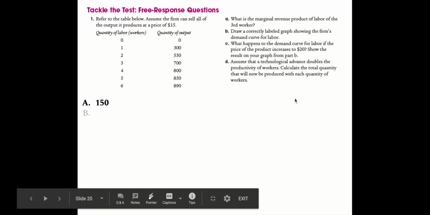The second part says, draw a correctly labeled graph. Taking a look at the demand curve, you're going to be really psyched about my awesome skills here. Look at that. So there we have our wage rate, MRPL, VMPL, same thing, quantity of labor, downward sloping demand curve. What would happen if the price increased from $15 for the product to $20? Well, it's going to shift to the right. Notice my arrow, notice the new curve. This is the kind of thing that you would be doing.